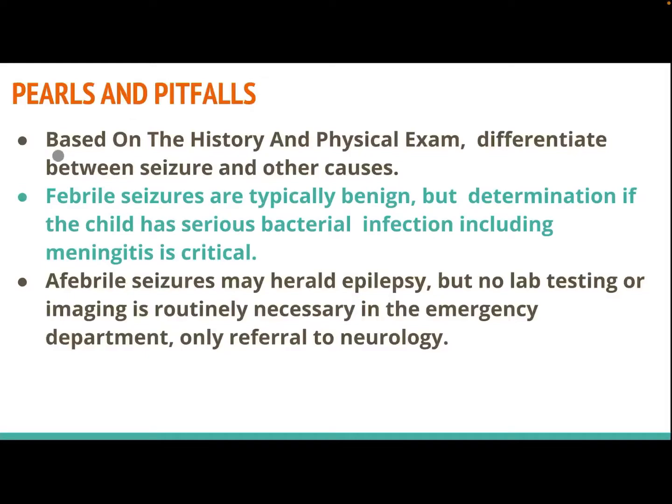Pearls and pitfalls: based on the history and physical examination, differentiate between seizure and other causes. Febrile seizures are typically benign, but determination of whether the child has a serious bacterial infection, including meningitis, is critical. A febrile seizure may herald epilepsy, but no lab test or imaging is routinely necessary in the emergency department, only referral to neurology.